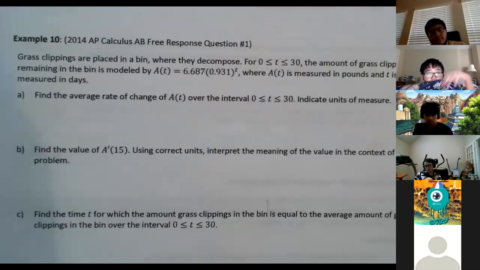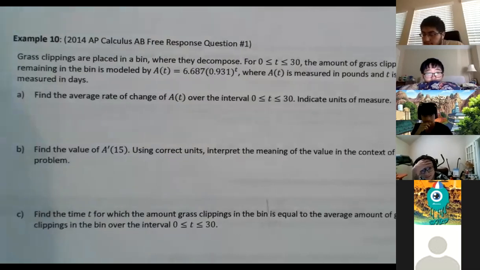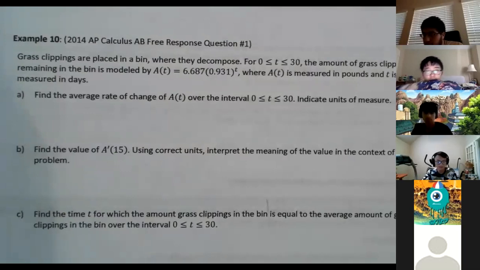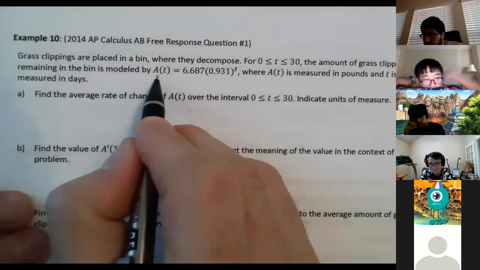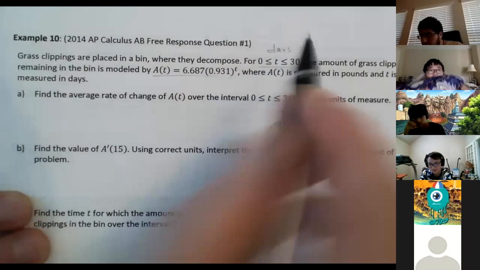But I would like to at least read this problem because this is an old AP free response problem. Okay, so look, it says the following. Grass clippings are placed in a bin, where they decompose for t between 0 and 30. The amount of grass clippings remaining in the bin is modeled by that function, where A of t is measured in pounds and t is measured in days. So this is the amount of grass clippings. t is days from 0 to 30.